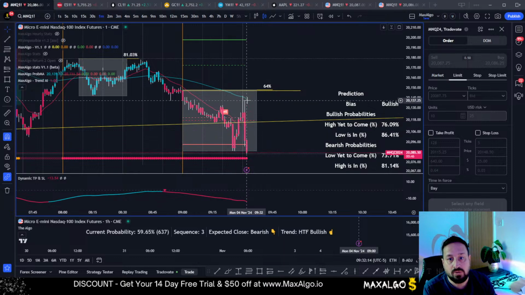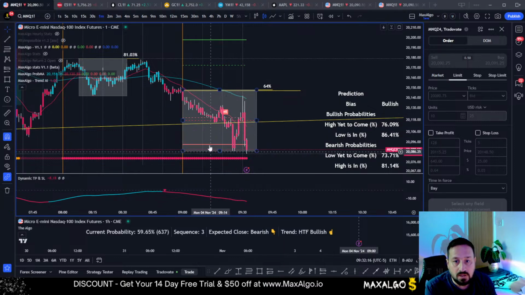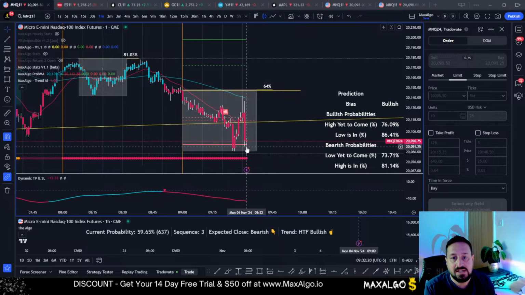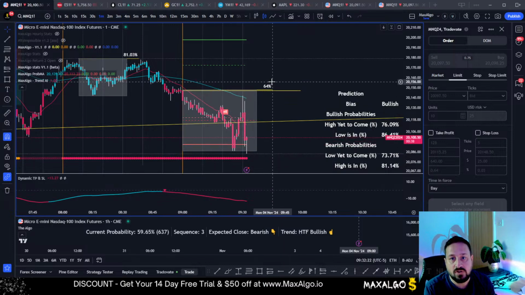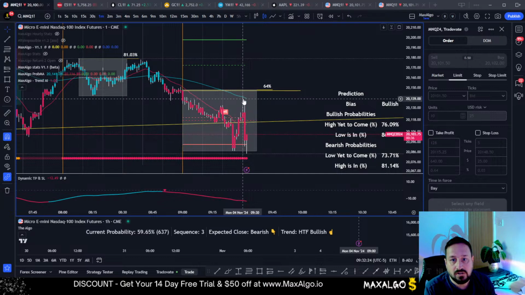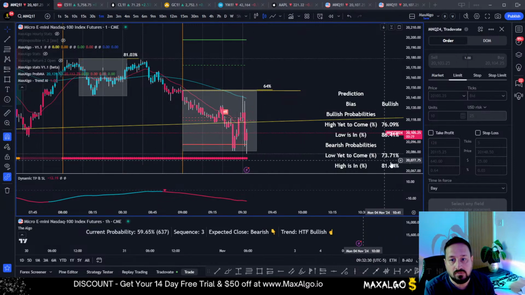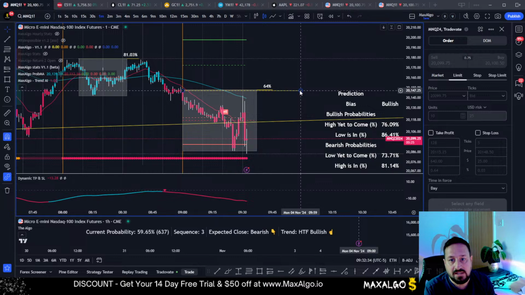We've pushed up with New York, but our bias was still bearish until we see that change, right? So we have got our statistical edge. We kept our high, we took our low, and that's what we were potentially expecting. We're now at 81% probability, we're saying this is our high.